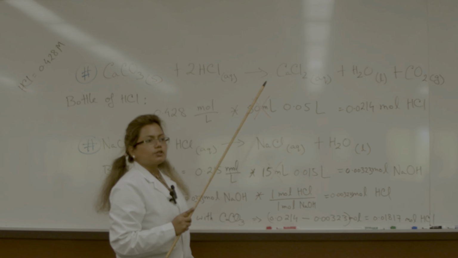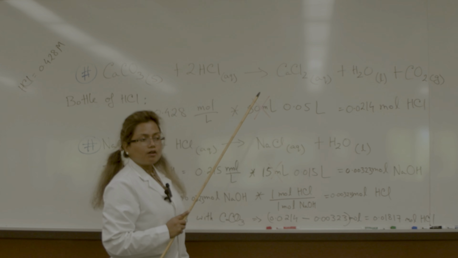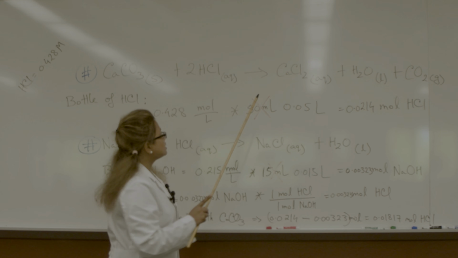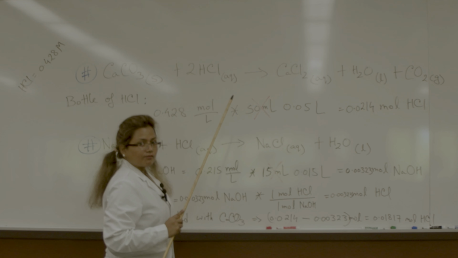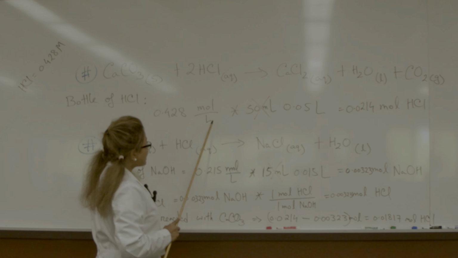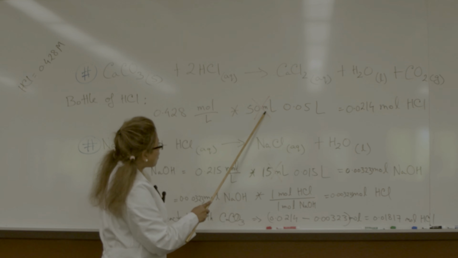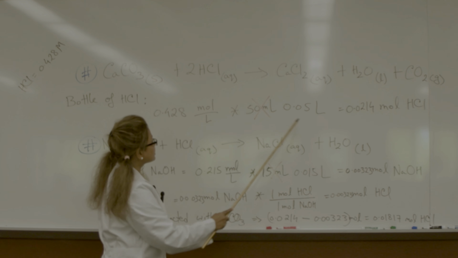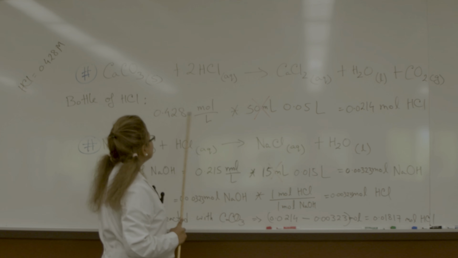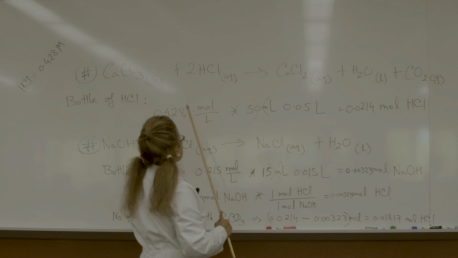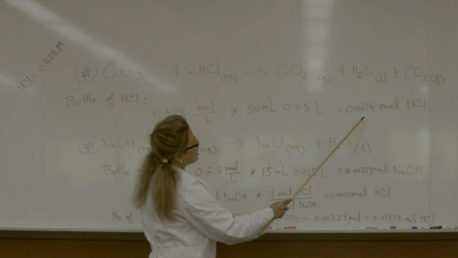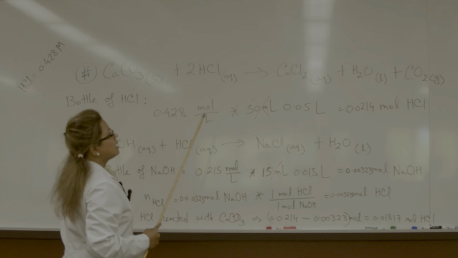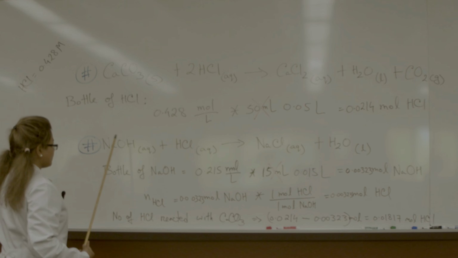I used 50 milliliter of hydrochloric acid: I used my 25 milliliter pipette twice and put it in my flask. That means 50 milliliter. As molarity is in liters, I cannot work with milliliters. It should be converted to liters so that liter and liter cancel and I can get the moles. After doing the calculation, I get 0.0214 mole of hydrochloric acid that I used in this experiment.